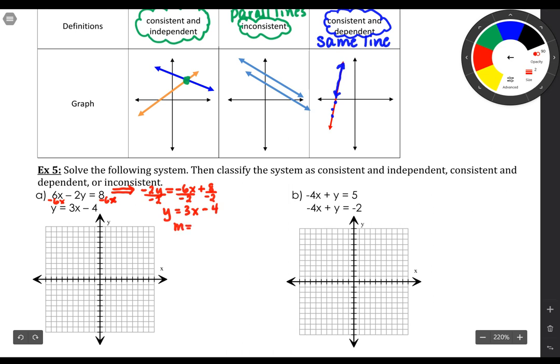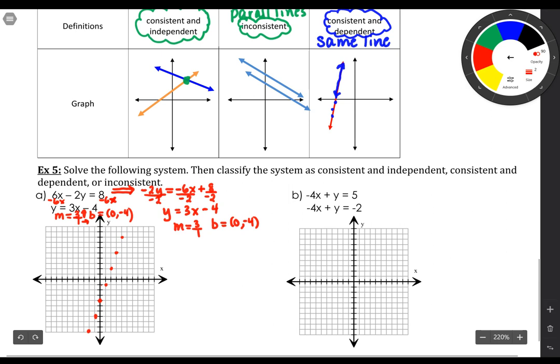And we're left with y equals 3x minus 4. Slope here is 3 over 1. Y-intercept is 0, -4. Here, the slope is 3 over 1, and the y-intercept is 0, -4. Hint, hint. Okay, so let's graph either line. So the first line has 0, -4. So 1, 2, 3, 4. Go up 3, right 1. So 1, 2, 3, and so on.